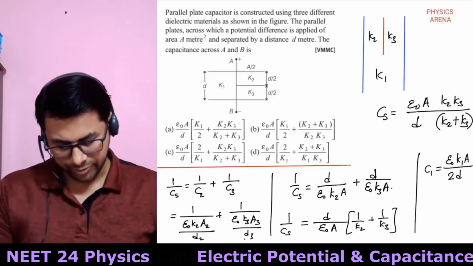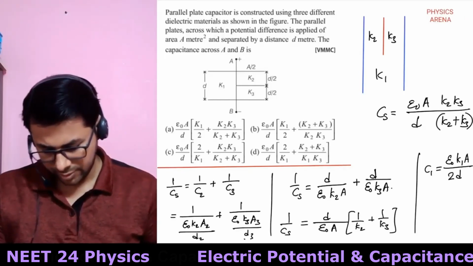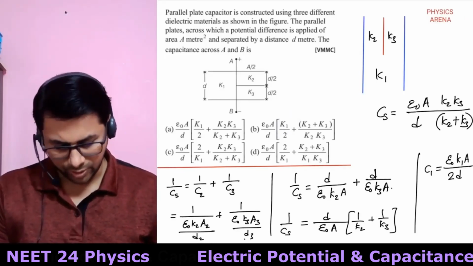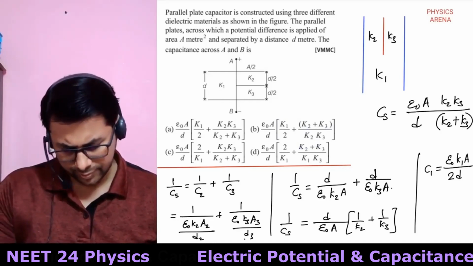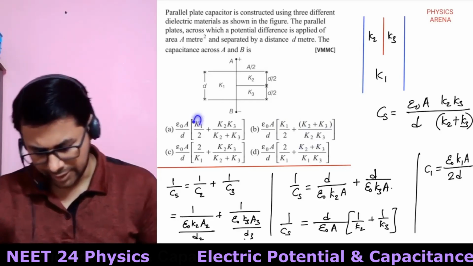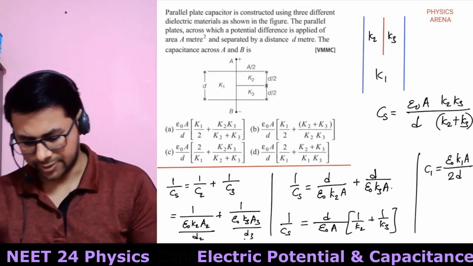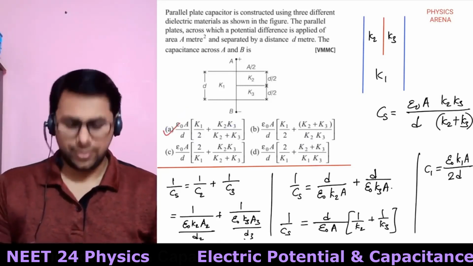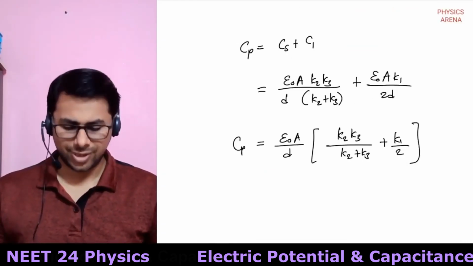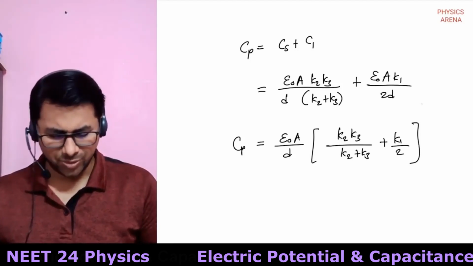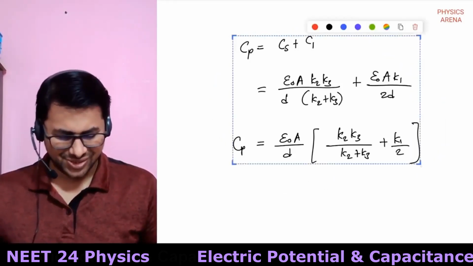Okay, so let's check which option. K1 upon 2 is there in this option, and K2 plus K3 upon K2 K3... No, it's there in this one also, right? K2 K3 upon K2 plus K3. This is the answer. Got it? Will you be able to solve this kind of a question? Okay, good.